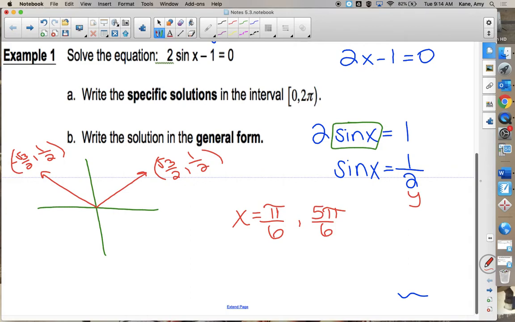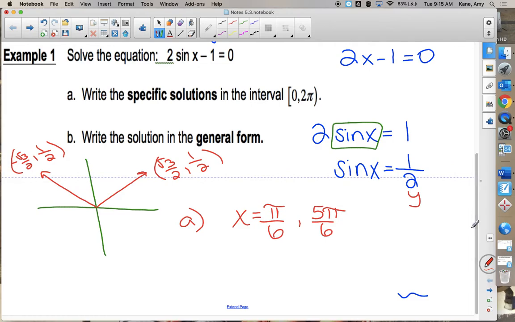So if you need to have that little unit circle out so that you're looking at it, it might be helpful, but we're going back to that material from chapter 4 now, we're using that information. So these are the specific solutions for part A. Specific means the actual angle value. Those are all the solutions from 0 to 2 pi, because sine is positive in 2 quadrants, it would be negative in 2. So I'm only going to have 2 answers. Everywhere else it's negative.